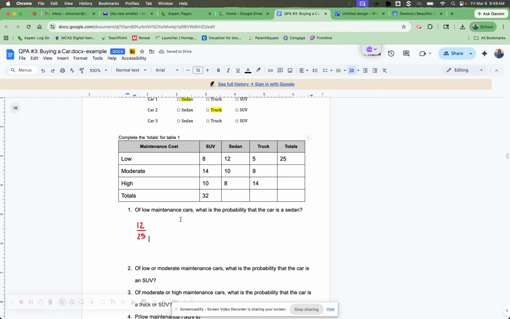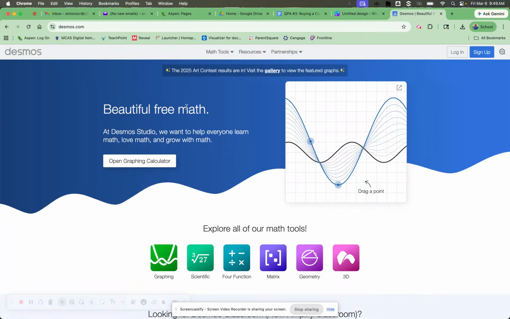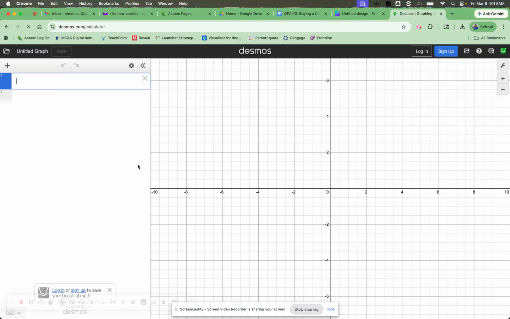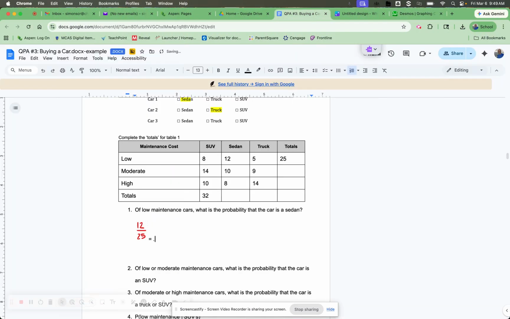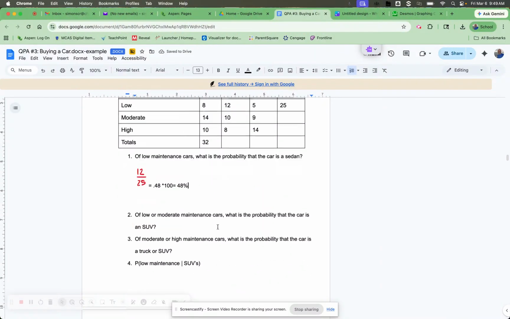And then I need to put my decimal, so 12 divided by 25 is going to be 0.48. And then I'm going to times that by 100, and that's going to be 48%. So 48% of the low maintenance cars are sedans.